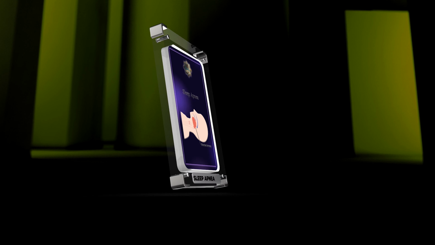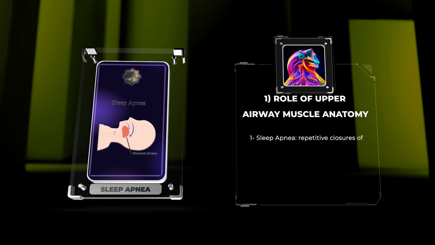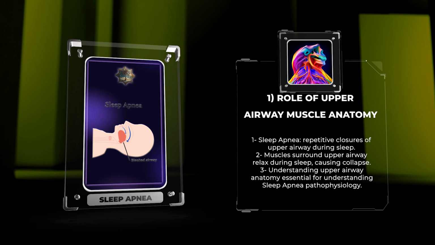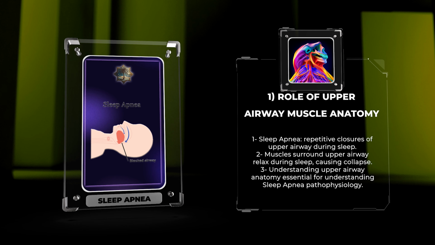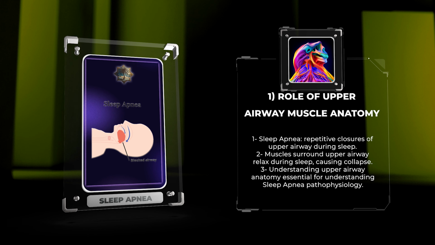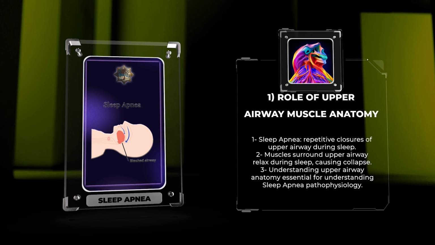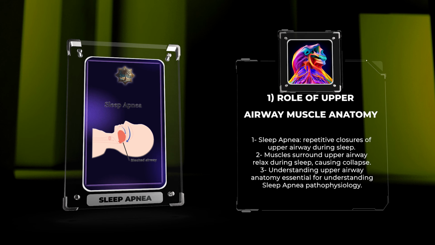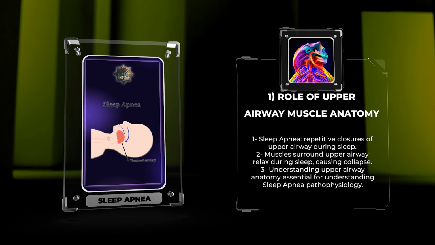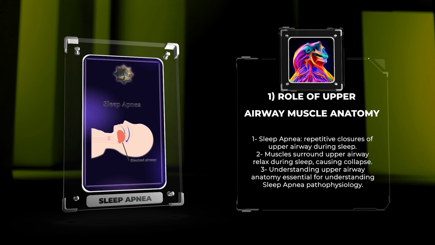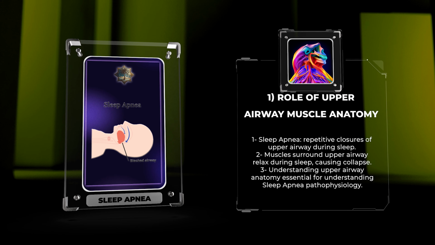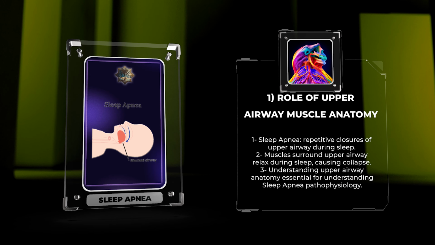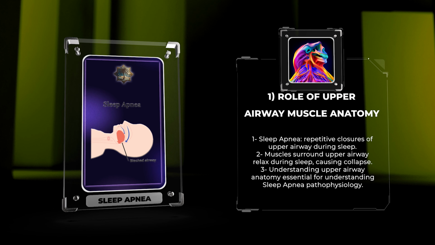Sleep apnea occurs when there is repetitive partial or complete closure of the upper airway during sleep, leading to intermittent breathing pauses. The architecture of the upper airway plays a crucial role in maintaining its patency. The muscles that surround the upper airway, including the genioglossus, styloglossus, and tensor veli palatini, provide stability and tone to the airway during wakefulness. However, during sleep, these muscles relax, resulting in a more collapsible upper airway. Understanding the intricate anatomy of these upper airway muscles is essential for comprehending the pathophysiology of sleep apnea.